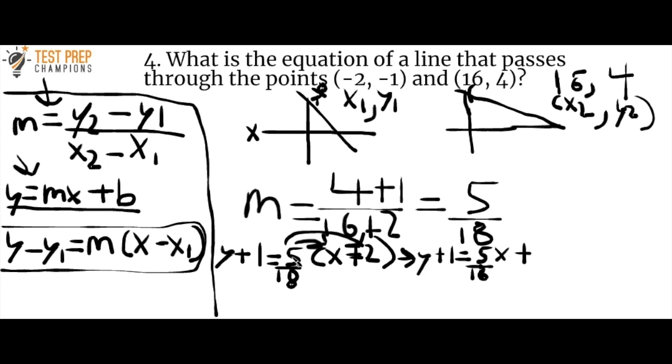So what's 5 times 2? 5 times 2 is 10, so we can just write that as 10 divided by 18. And we can actually simplify this fraction now. What if we divide both of these by 2? 10 divided by 2 is 5, and 18 divided by 2 is 9. So we can simplify that to 5 over 9. So we now have y plus 1 equals 5x divided by 18 plus 5 over 9.